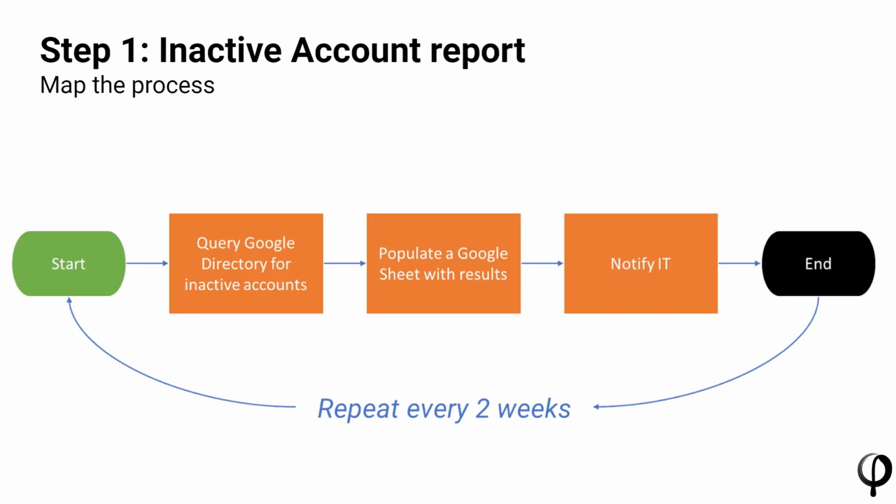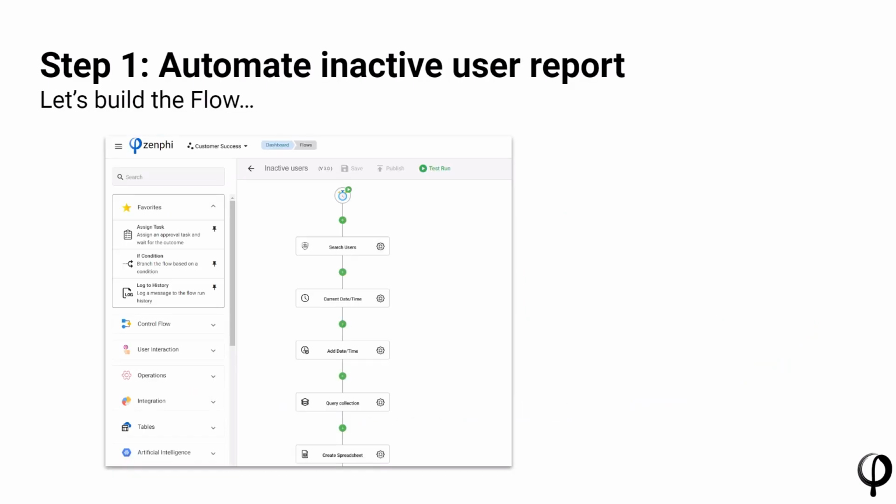Looking at this process as a flowchart, every 2 weeks we want to go and query the Google directory and find users who haven't logged in for more than, say, 60 days. Of course, that would be configurable for your needs, but in this example, we're going to use 60 days as the limit. Once we find those users, we want to take those results and populate a Google Sheet and then finally send that through to IT via email. And then repeat this process every 2 weeks. So let's jump straight in and see how we can build out this automation using Zenphi.